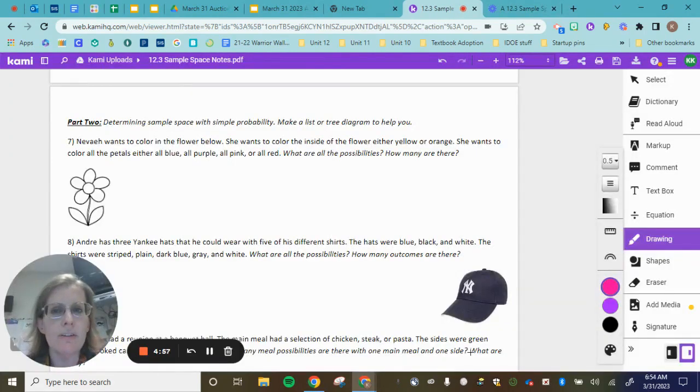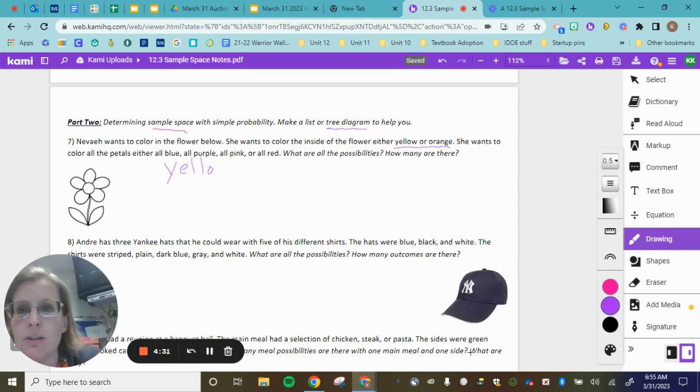Now we're going to try this in some other situations. We still are finding the sample space, and we're going to use a tree diagram. You could use a list if that works easier for you, but I think the tree diagram just makes it more systematic. Nevaeh wants to color the flower below. She wants to color the inside of the flower either yellow or orange. So she's got two choices for the inside of the flower. It could be yellow or it could be orange.